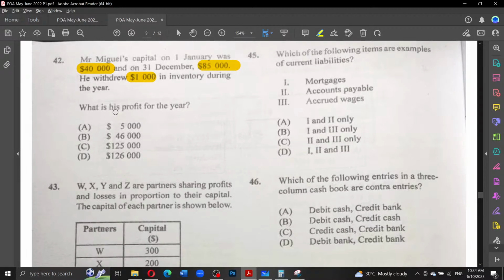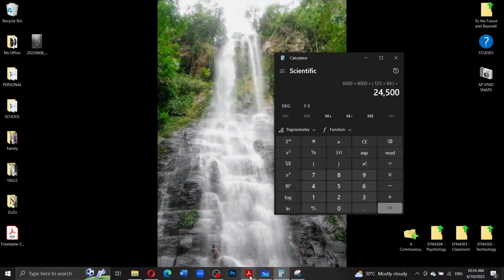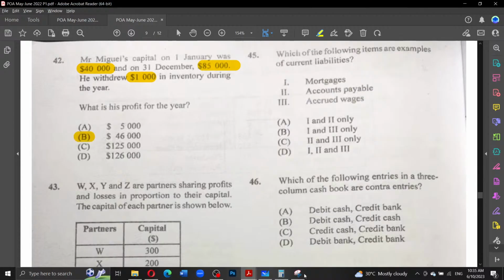So following the formula, you have opening capital, which is 40,000. They're asking you to find the profit. He withdrew $1,000, minus 1,000, so you have 39,000. 39,000 added to what will give you 85,000? So we have 85,000. Let's clear this. 85,000 minus 39,000, and you have 46,000. So the profit for the year would be 46,000.